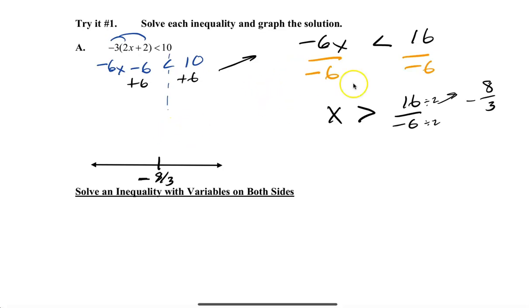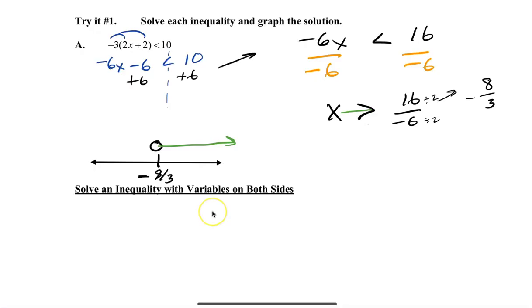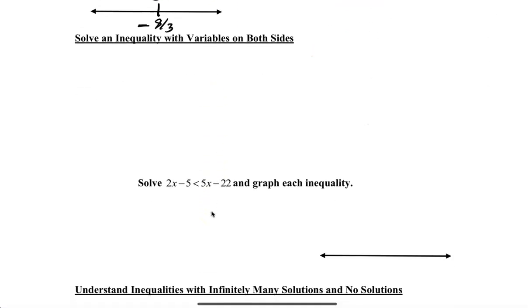Okay, now which way are we going? It is an open circle. No line underneath it, so it's an open circle. And look at the arrow, pointing that direction. We're going to the right. Again, we have our x on the left-hand side, so we can just follow it. So go in that direction. And that's our graph. Now let's keep on going and solve some more.